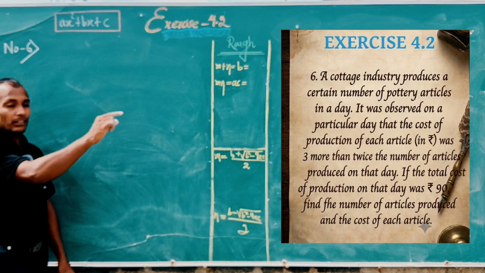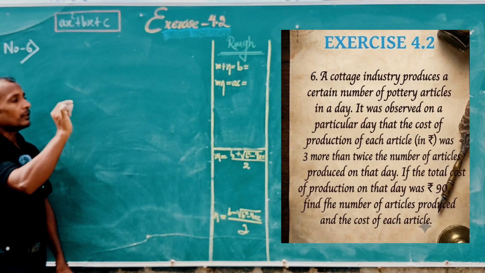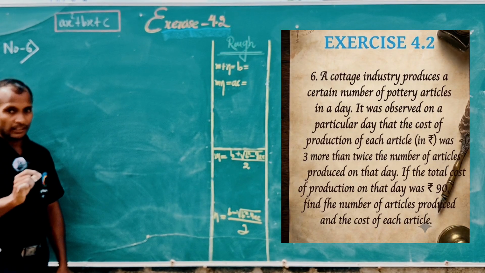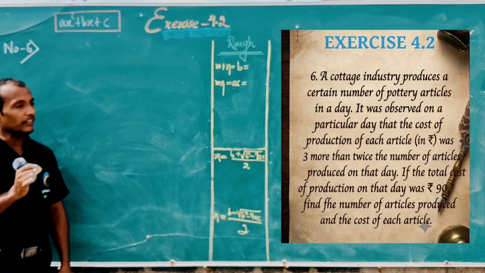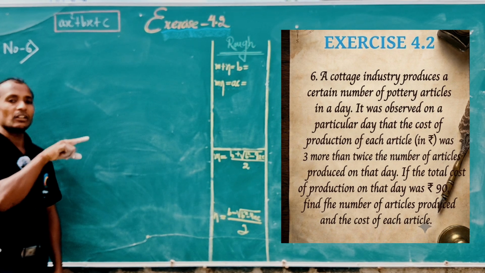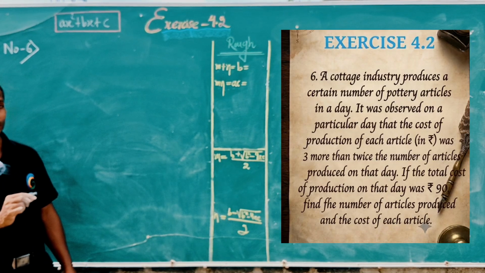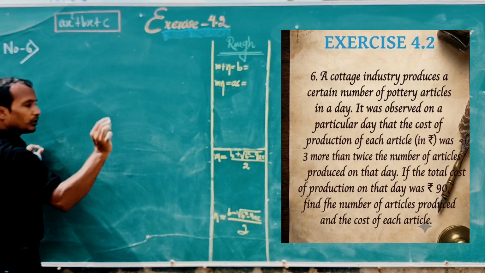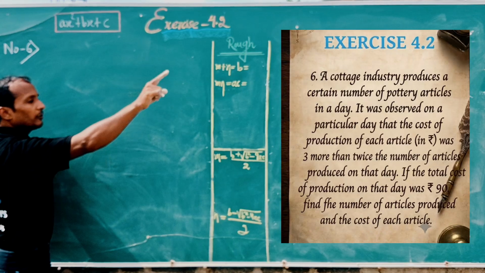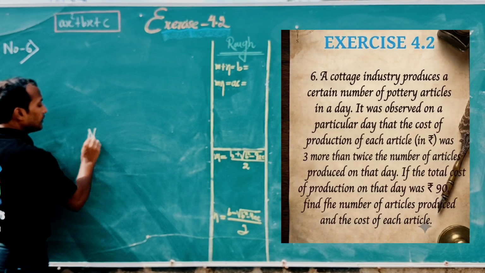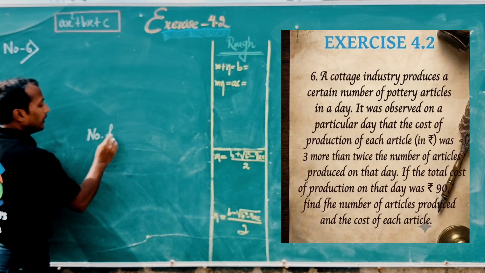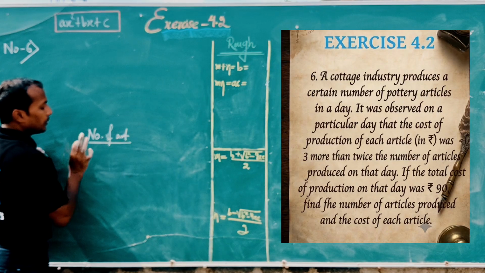You can see in the question, in the second statement it is written that the cost of production of each article is 3 rupees more than twice the number of articles produced on that day. So the cost of each article depends on the number of articles produced on a day. So I will take care of this thing, the number of articles produced on that particular day.